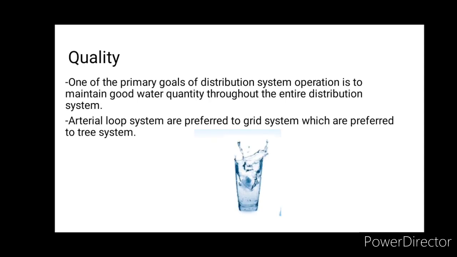Quality. One of the primary goals of distribution system operation is to maintain good water quality throughout the entire distribution system. The design of the system impacts the operation and maintenance procedures required to maintain good water quality. Arterial loop systems are preferred to grid systems, which are preferred to tree systems.